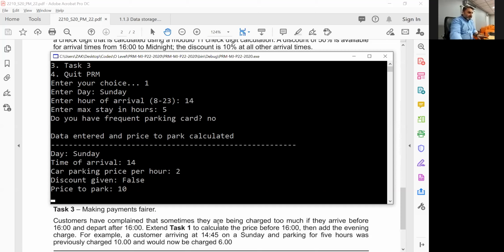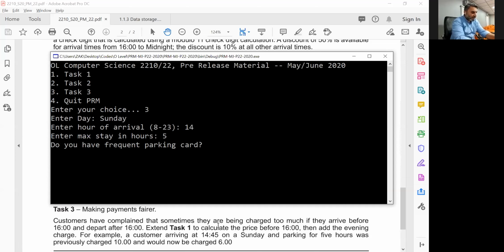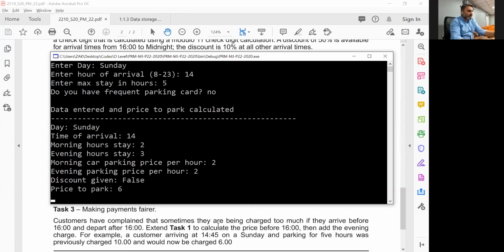So let's see how it happens in task 3. So today is Sunday. Someone has arrived at 14. Maximum stay is 5 hours. And see, now this simulation is telling us that this task 3 is fulfilled.